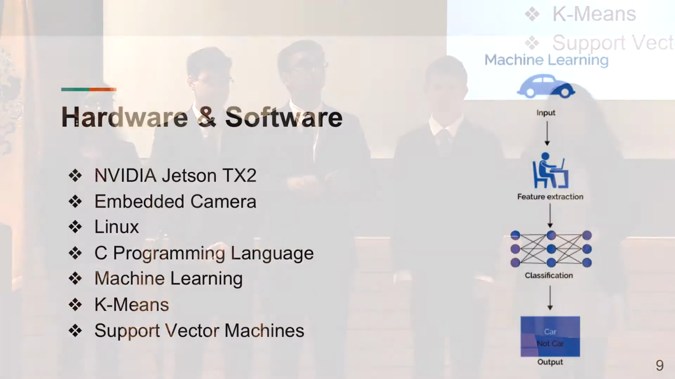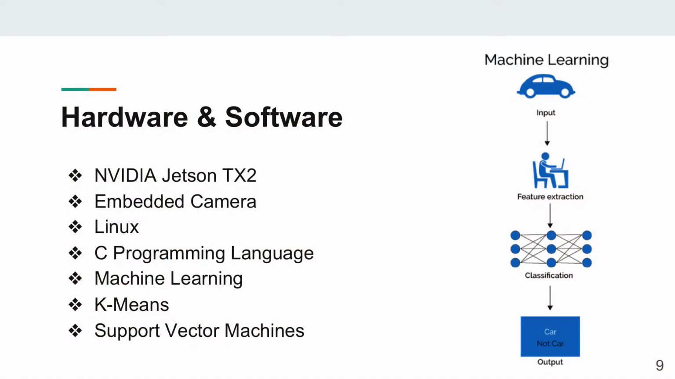Now, we use two specific machine learning techniques throughout our entire project. The first is k-means, which is what we will discuss later, and that's how we will separate the hands from the background. And the second is support vector machines, which is how we will classify each of the different hand motions.